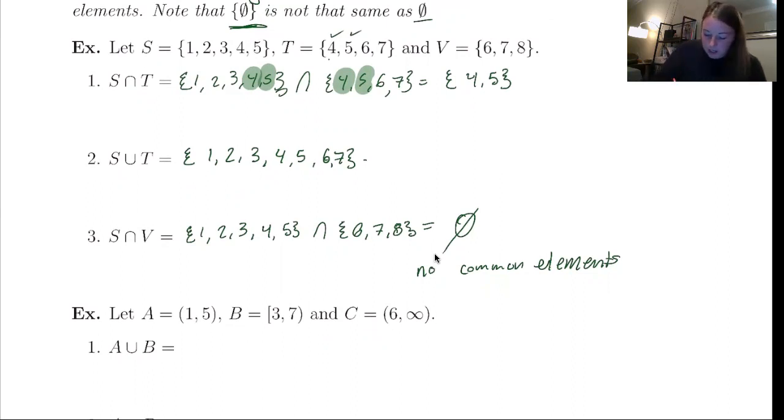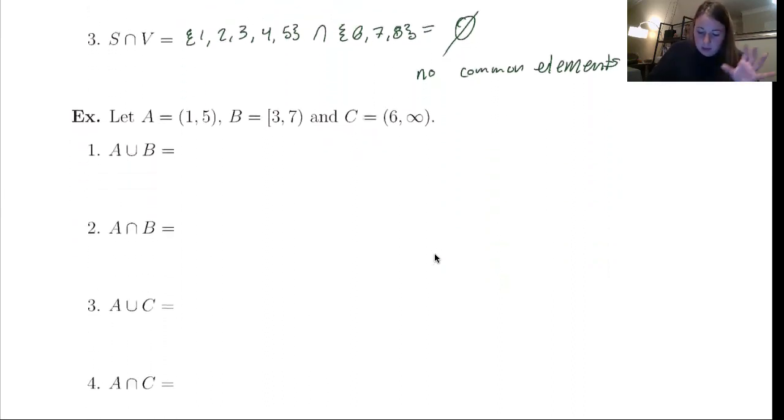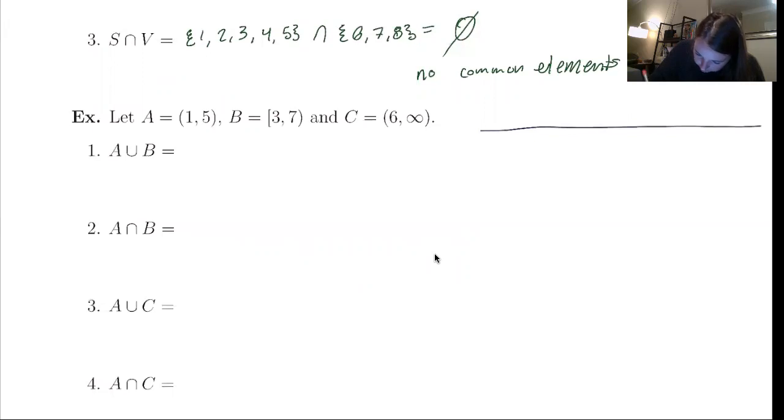So now A equals every number between 1 and 5, not including 1 or 5. B is 3 to 7, including only 3. And C is every number between 6 and infinity, not including 6. So I think the best way to do this is a number line. So if we go over here and draw a beautiful picture. I hope I'm not in the way. Arrow. So what's my smallest number? 1. So we'll do 1, 2, 3, 4, 5, 6. Okay, I have a lot more room.